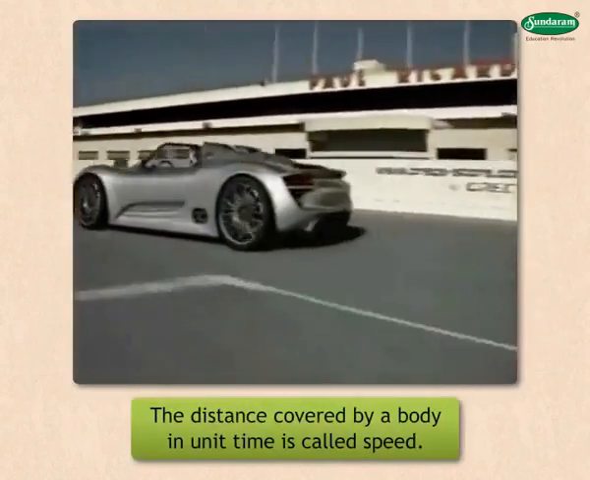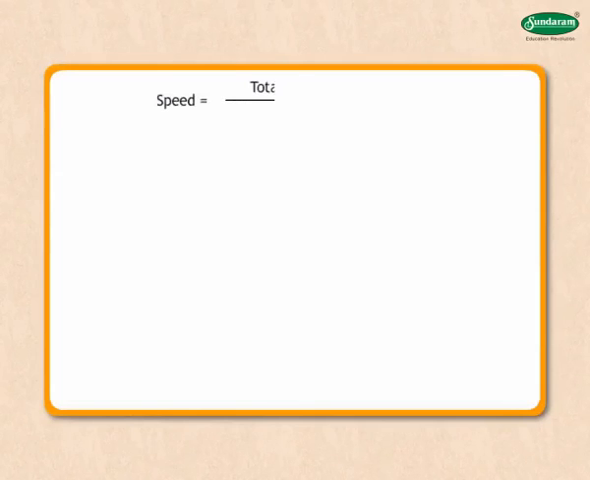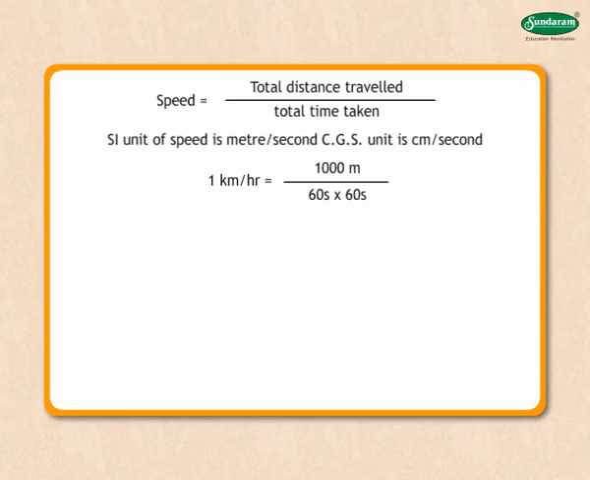The distance covered by a body in unit time is called speed. Speed is equal to total distance travelled divided by total time taken. The SI unit of speed is meter per second. CGS unit of speed is centimeter per second. 1 kilometer per hour is equal to 1000 meters divided by 60 seconds multiplied by 60 seconds.